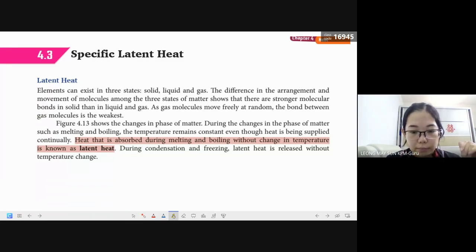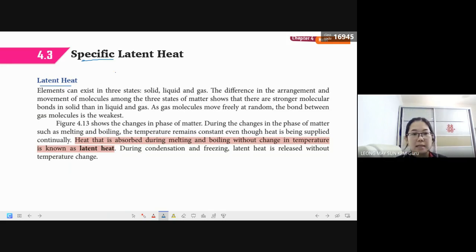Okay, so let's start. I want to change the color first. Previously we talked about specific heat capacity, where specific heat capacity is the amount of heat required, absorbed or released, for 1 kg of substance to change the temperature by 1 degree Celsius. But with latent heat, do also identify that there's a difference here. Same as heat capacity and specific heat capacity, we need to learn two terms right now: specific latent heat and latent heat alone.